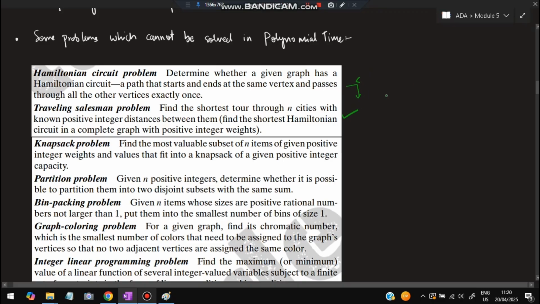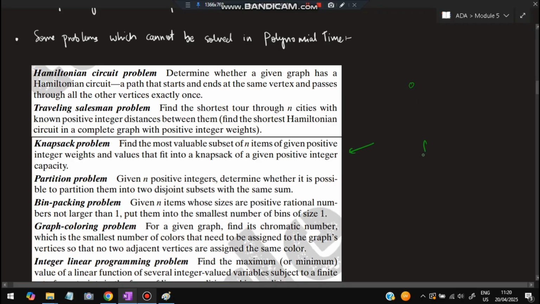And the traveling salesman is the same. There are n cities. The salesman has to visit all the cities, but to visit each city there is a cost associated, from here to here, here to here. Which is the least cost I can take without repeating any city and reaching the starting position? That is the traveling salesman problem.